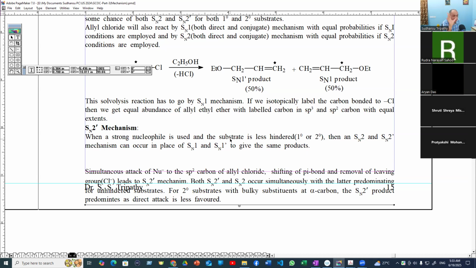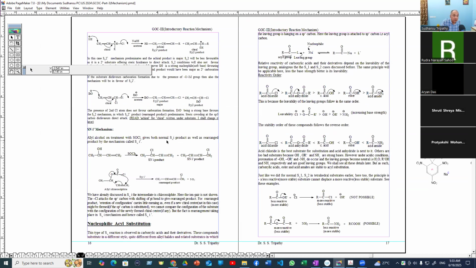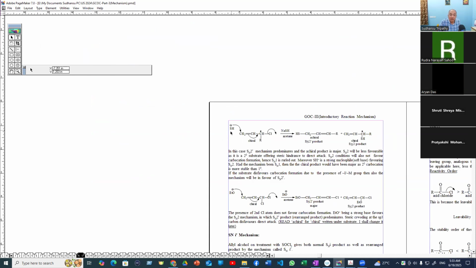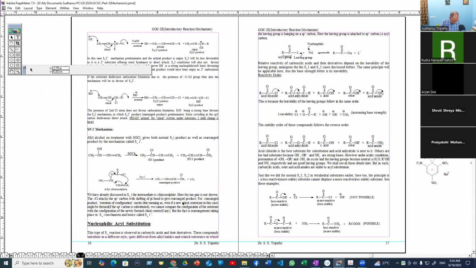SN1 dash. But if you are taking SH minus, last time we talked about a softer base, down the group like SH minus, RS minus, PH3, all these are weak bases, but strong nucleophiles. Now, supposing you take SH minus instead of OH minus, let me show you a little.